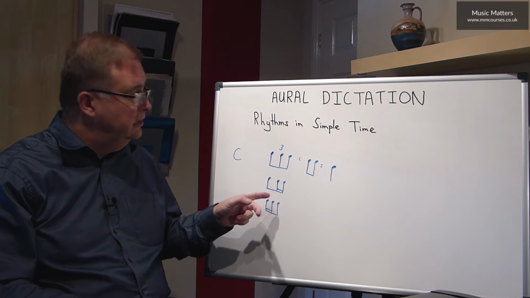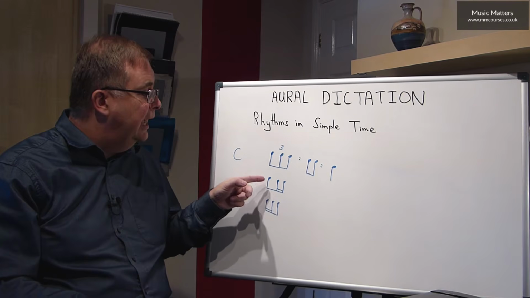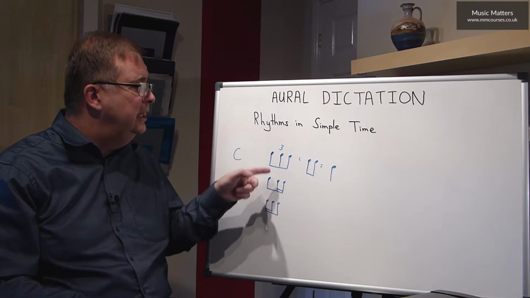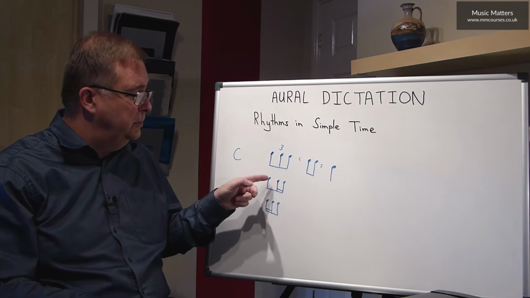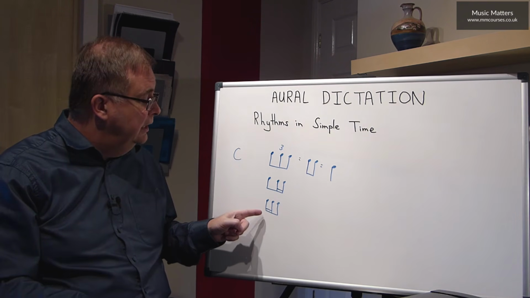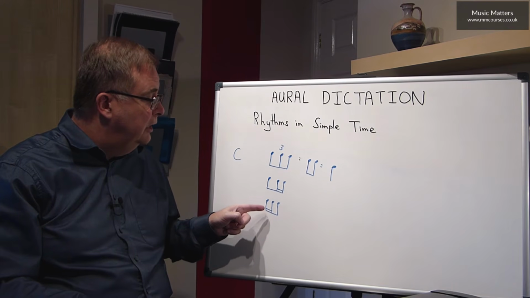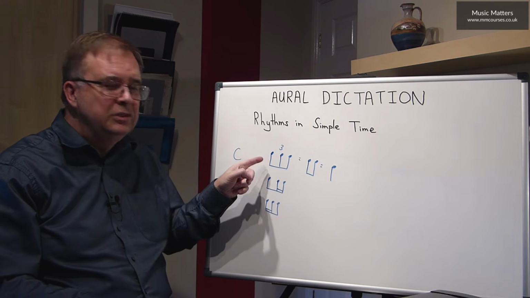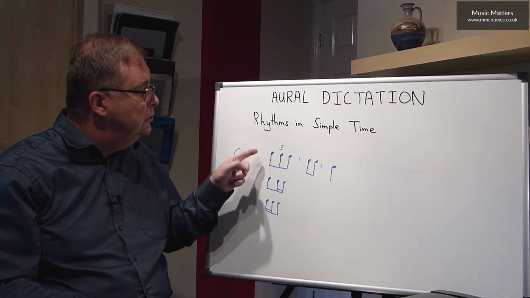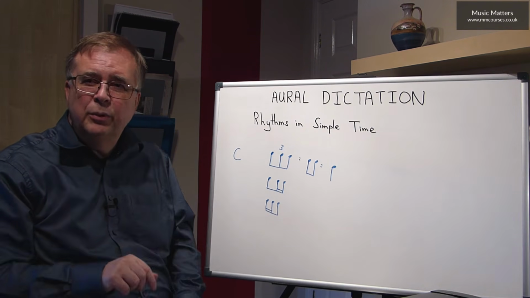If I give you a series of these, 1 and 2 and 3 and 4 and, you can hear it's not the same as this. There are 3 notes, but they're distributed differently. Or if I give you a bar of this, 1 and 2 and 3 and 4 and. It's not the same as 1, 2, 3, 4. So that's what you've got to decide.